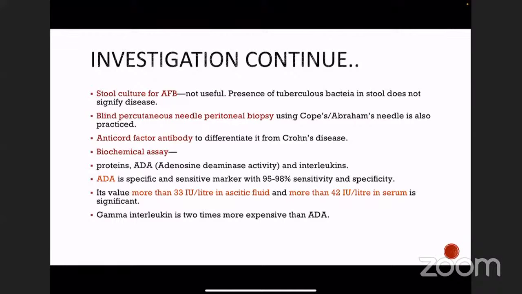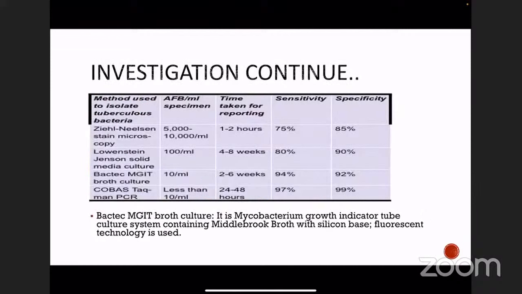If the ADA is more than 33 international units per liter in ascitic fluid, which is collected in any way during the investigation, through the laparoscopy or through the direct aspiration, or it is more than 42 international units per liter in serum, that is significant for M tuberculosis. So if the values are above this in ascitic fluid or in serum, you can give patient a diagnosis of M tuberculosis. Another is gamma interferon. That is also one of the helpful investigations for the diagnosis of MTB, but it is very costly, so it is not useful in day-to-day life, right?